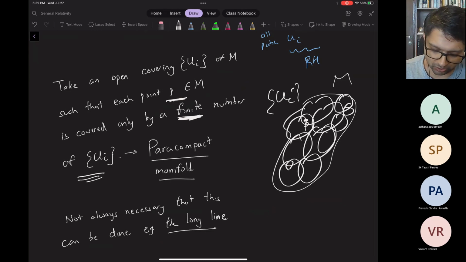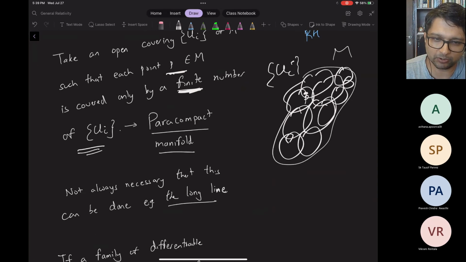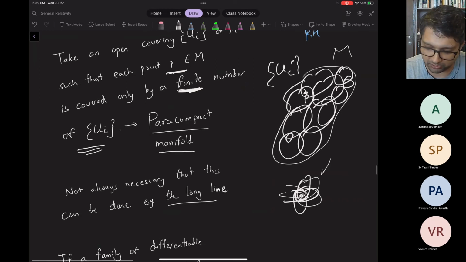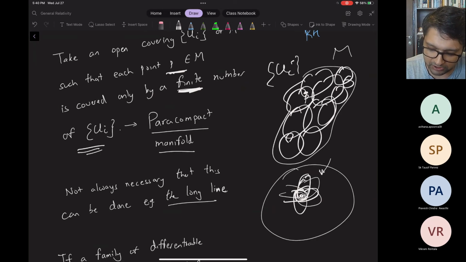Okay, so it's not always necessary that on every manifold you can do this. There are some manifolds on which some points can only lie in an infinite intersection. That is, I have to define an infinite number of intersections, and this point will lie in them. It's not possible to subselect. If I want to cover the whole manifold, it's not possible to make a subselection of these coordinate patches UI or these open sets UI. But these spaces are rather pathological.